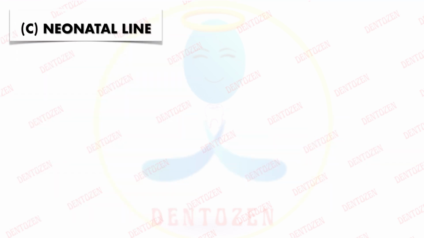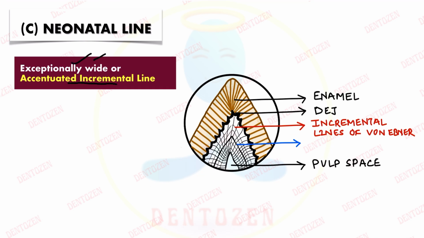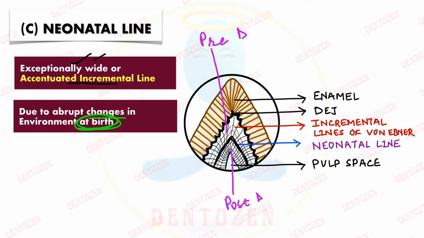Now we come to the third line, that is neonatal line. This is also an accentuated incremental line. It is a very wide line, an exceptionally wide incremental line due to a great disturbance. What is that great disturbance? The changes in the environment that take place at birth. So it is a wide line which is seen between the dentin which is formed before birth, that is prenatal dentin, and the one which is formed after birth, that is postnatal dentin. So between these two, because these two layers are different, we can see this dark line which is known as neonatal line. So you can draw it like this, and it is similar to the neonatal line seen in enamel. Enamel also shows such a line.